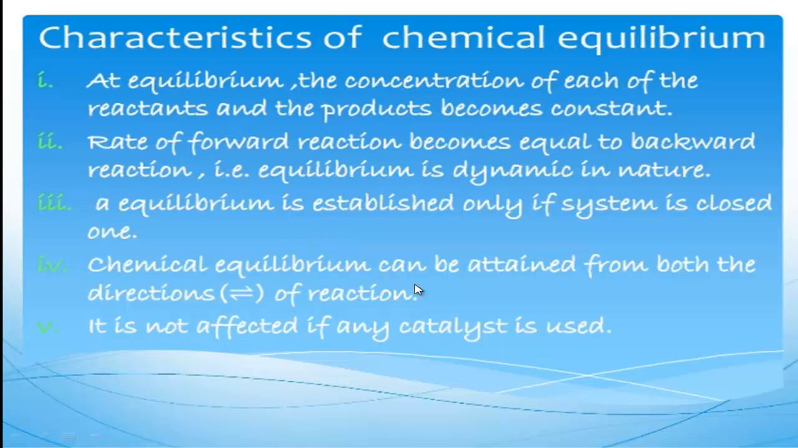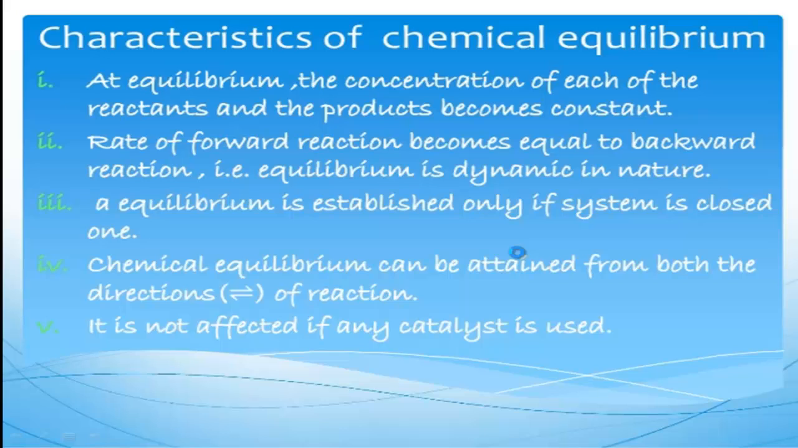Now, chemical equilibrium can be attained from both directions of the reaction. Yes, because forward and backward both are occurring here, and it is not affected if any catalyst is used. That means there is no effect of a catalyst in a reversible reaction on the equilibrium position. So these are the characteristics of the equilibrium position of a reversible reaction.